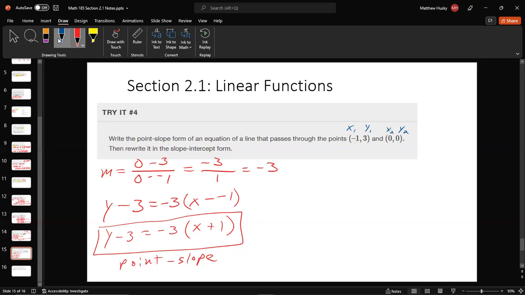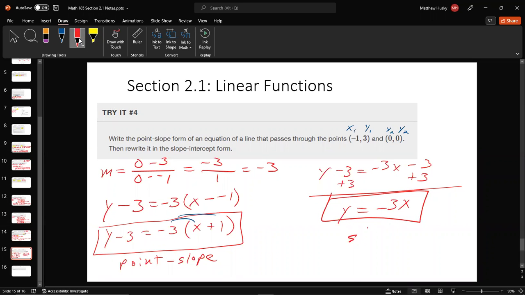And then break out your distributive property. Y minus 3 equals -3x minus 3, and we add 3. And lo and behold, those will cancel out. So what's left is y equals -3x. And that is slope intercept. So again, if you know the formulas, this should not be too bad. The catch is you want to know those formulas. All right, we got one last example, and then we will call it a night.